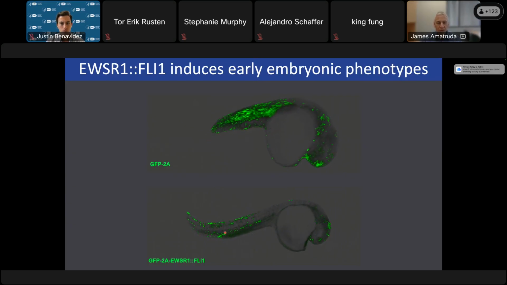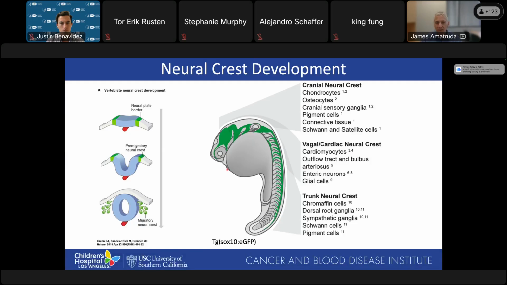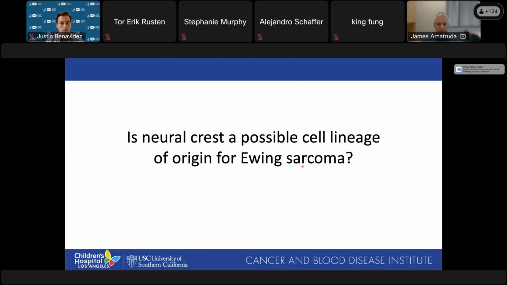And looking at this pattern, it reminded us a lot of the neural crest. So neural crest is a specific embryonic cell population that arises during early development and gives rise to a number of derivatives, a little bit different in the cranial neural crest than the trunk. And at baseline, the neural crest gives rise to neurons, glia, and pigment, along with a few other specialized derivatives. So the question was, is this a possible cell lineage of origin for Ewing sarcoma?